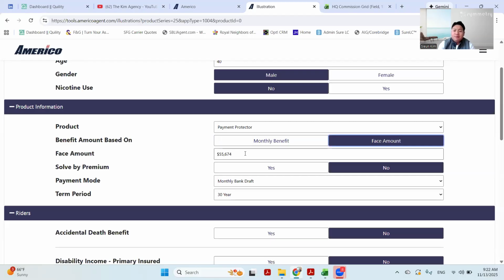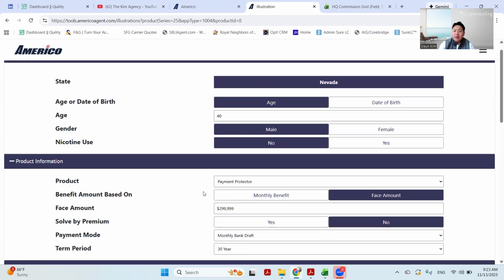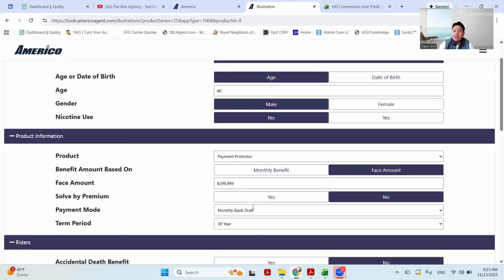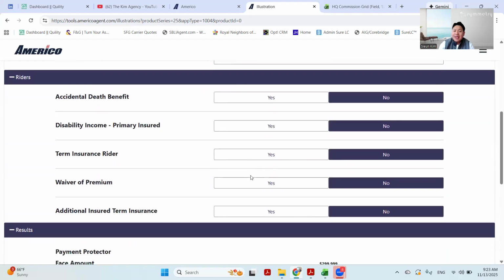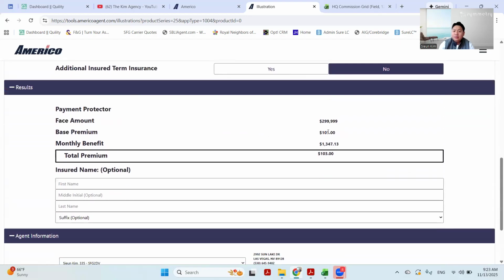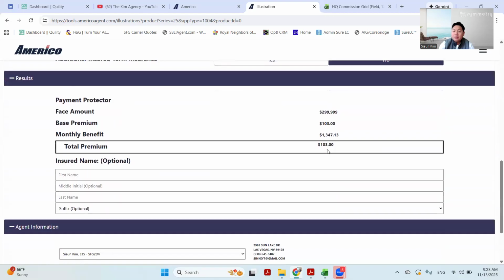So what is the difference? If you put the face amount of, let's just say the mortgage was 300,000, I put it in as the face amount and put 300,000, it changes to 299,999. It's okay. It's just the software. 30 years. And we said 40-year-old male, right? So almost a $300,000 coverage for a 30-year decreasing term. And I can go down and see how much it is. It's $103 a month.